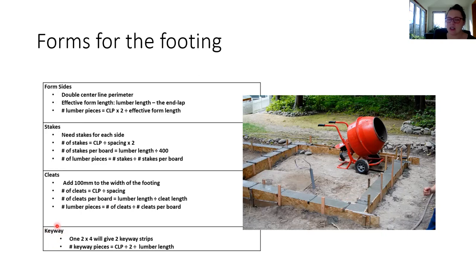And then we're going to need a keyway. Now there's not a picture of a keyway here, but a keyway is just a piece of lumber that makes a groove down the middle of the footing so that when you pour your walls, it helps it situate inside that groove and add strength. Okay, so that happens to be our keyway.